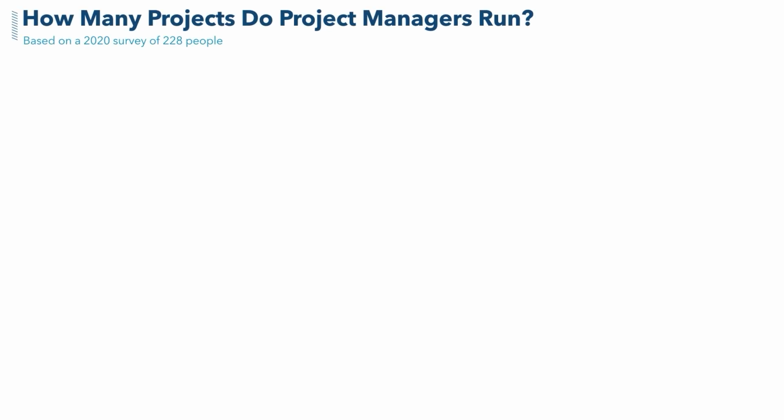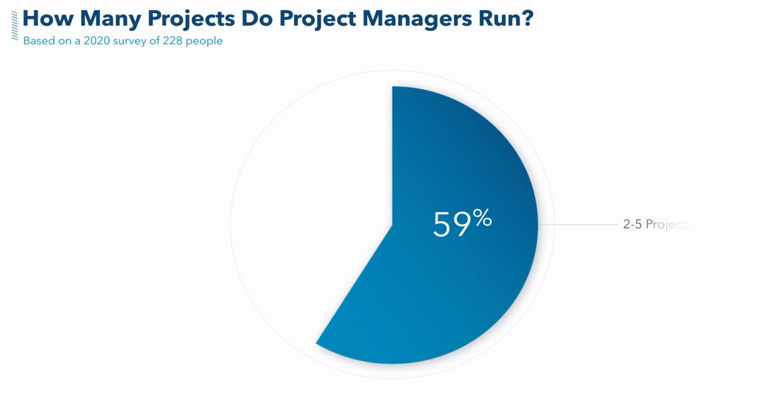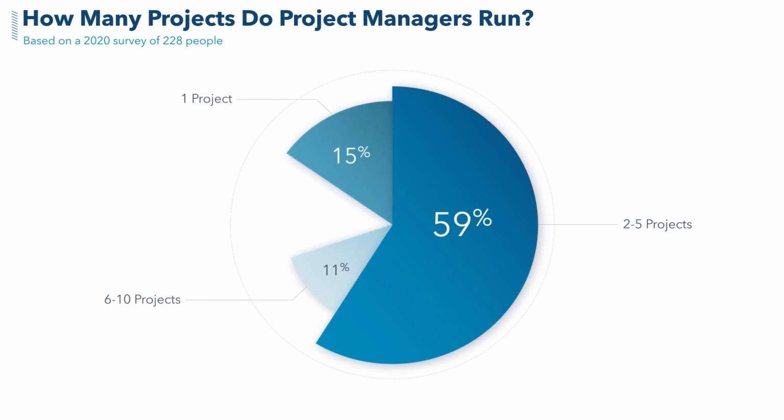How many projects do project managers run at a time? Based on a Project Management 2020 survey of 228 people, it shows that most project managers lead 2 to 5 projects simultaneously, reiterating the IBM study's conclusion. Then 15% manage only one project. 11% run 6 to 10 projects, while another 15% conduct more than 10 projects.